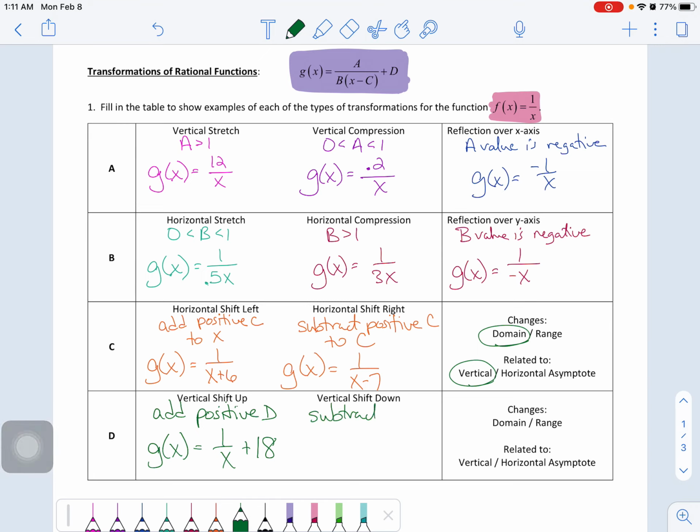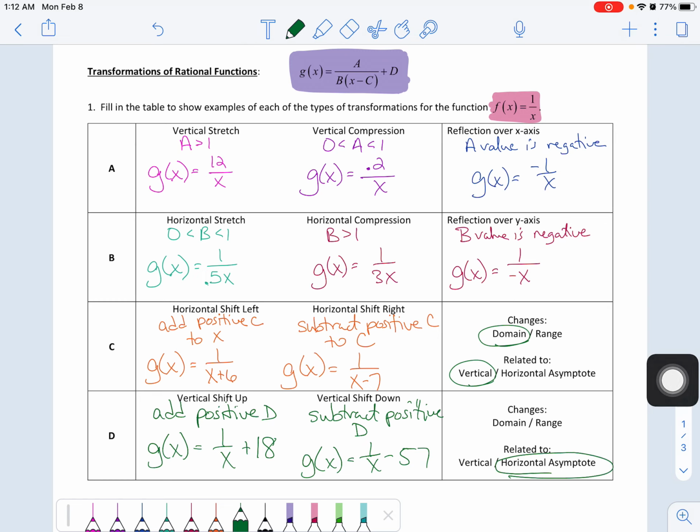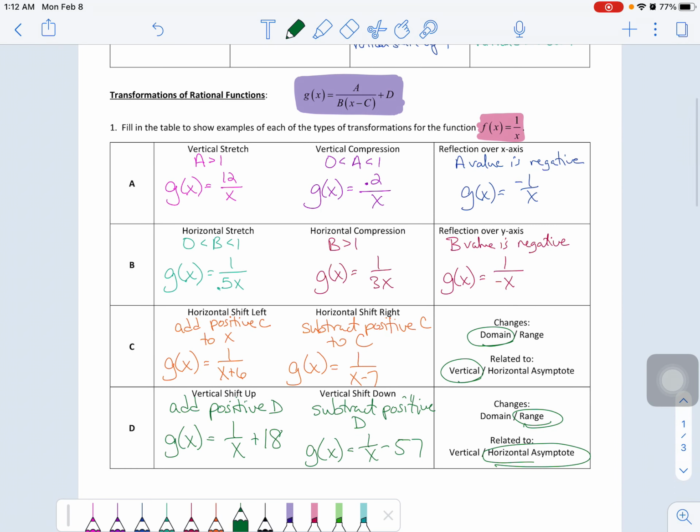Vertical shift down, you're going to subtract a positive D value, again, from the fraction. So g of x is equal to 1 over x minus 57. All right. They can be ridiculous numbers here. It doesn't matter. This would be a vertical shift down. So vertical shifts are going to be related to your horizontal asymptotes. And if they're related to your horizontal asymptotes, that's related to range.